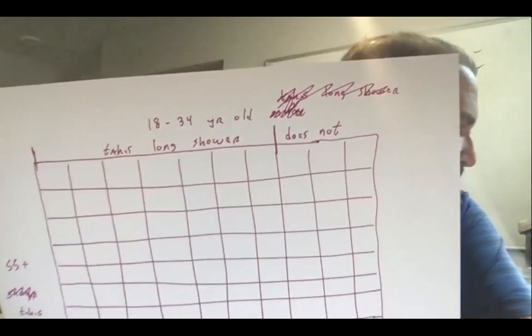Is that not the same vertically as well? Same vertically. 7 boxes are take long showers. Did you do the bottom 7 or the top 7? Wait, one second. Hold on. It makes no difference. For the 18 to 34-year-old, 70% take long showers. So you want 7 boxes for long showers and 3 boxes for short showers, right?